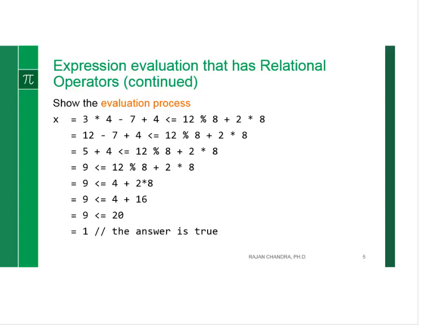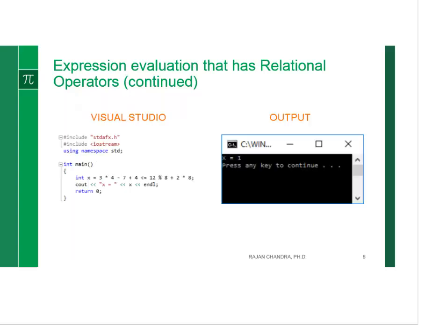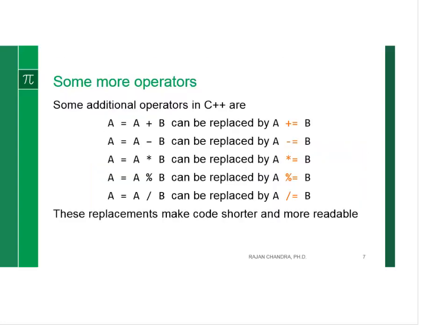If you evaluate the left side, the answer is 9, and if you evaluate the right side, the answer is 20. Now the final question here is: 9 is less than or equal to 20, which is true, therefore the answer is 1. What you have to understand here is the relational operators go at the end, after performing all the arithmetic operations first. And we verify this using our Visual C++ system.